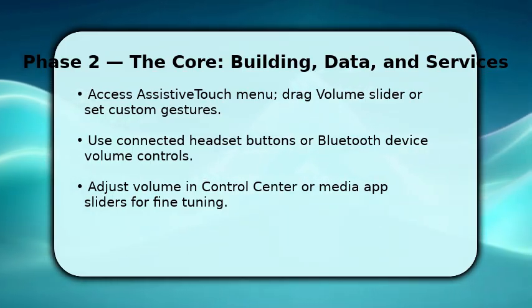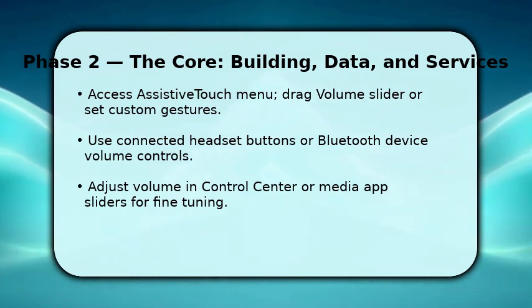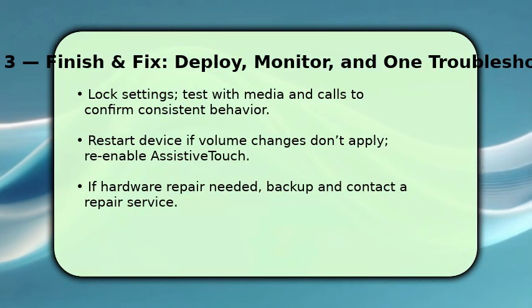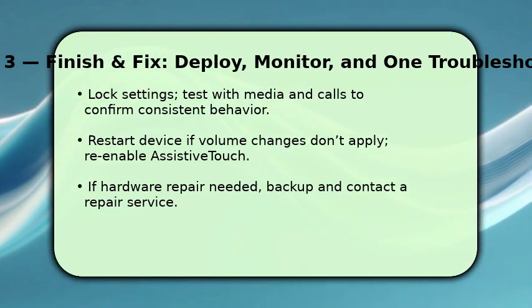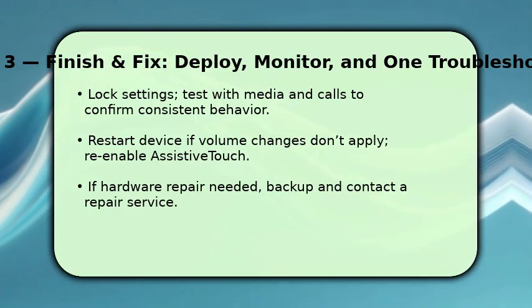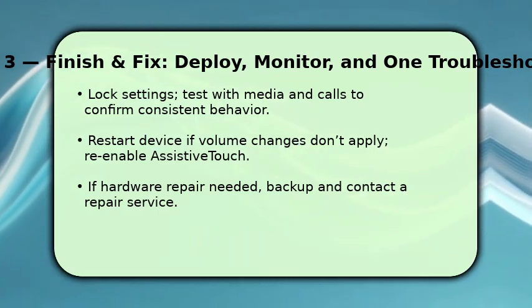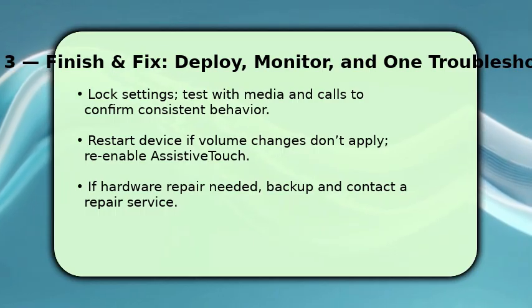To finish, lock in your method by testing with music, videos, and a phone call so you confirm consistent behavior across apps. If changes don't apply, restart the device. This clears temporary conflicts and often restores control responsiveness. Then re-enable Assistive Touch if necessary.